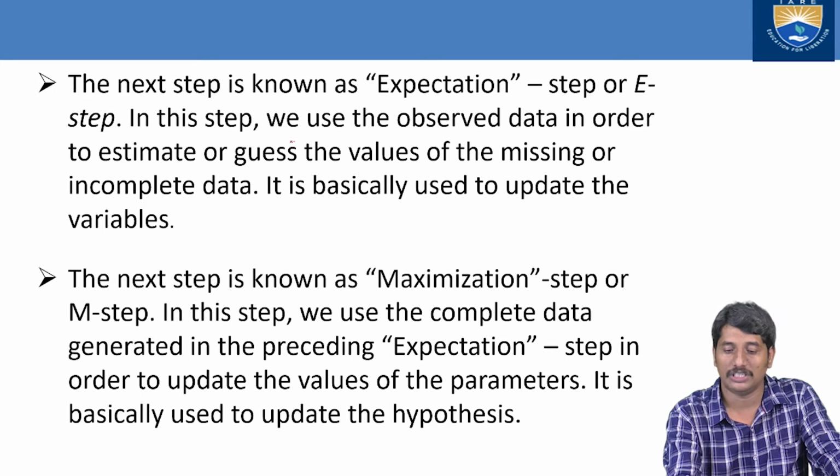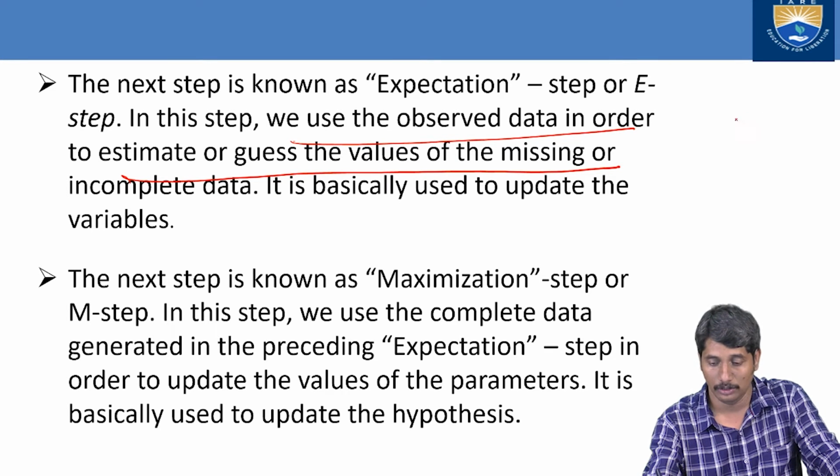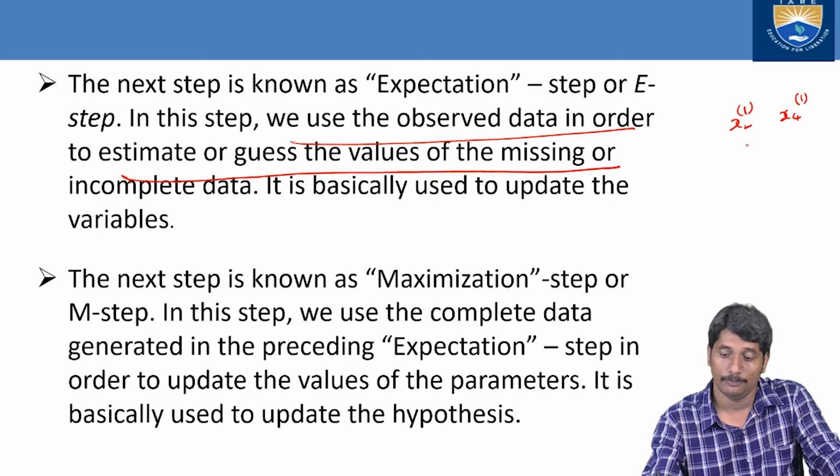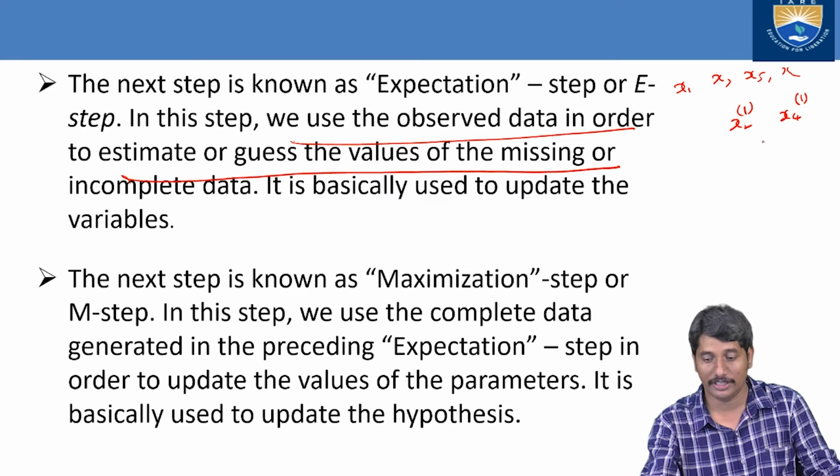The next step is known as the expectation step, E step. In this step, we use the observed data to estimate or guess the values of the missing ones. That means you are missing x2, x4. So you have to find the first iteration of x2 and the first iteration of x4 by using the available x1, x3, x5, x6, and so on.